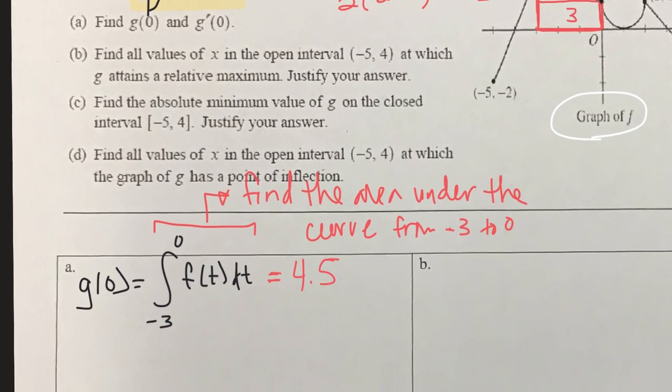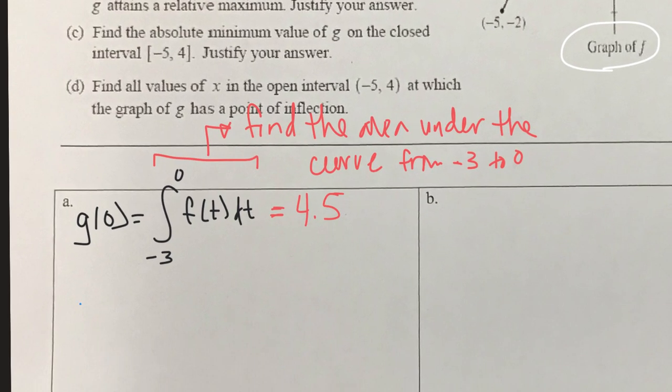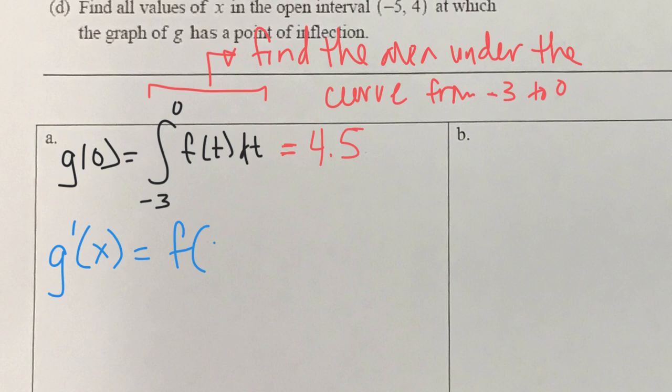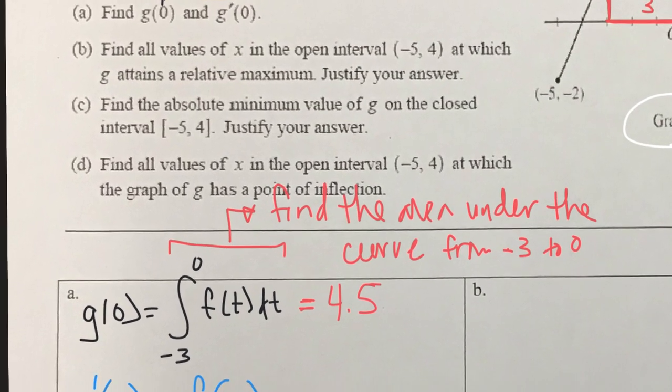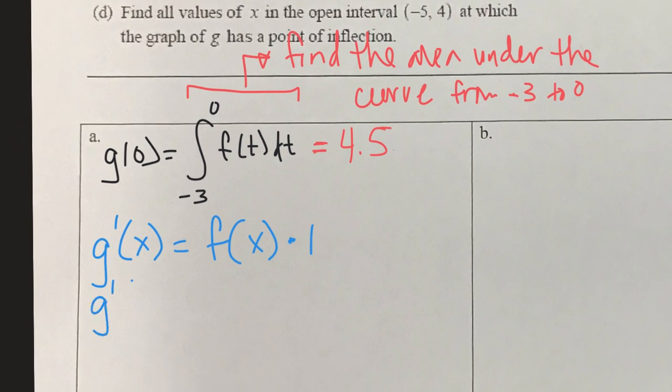Okay, g prime at 0. Now we're going to use the second part of the fundamental theorem of calculus, which says that if we take the derivative of our integral, that's the same as plugging in what was our limit of integration up here, x. So we're going to put x in for the t value. So g prime of x equals f of x times the derivative of x. The derivative of x is 1. So the derivative of our integral, g prime of x, is given to us simply by the y values of our graph. That's what f of x stands for, the y values from your graph.